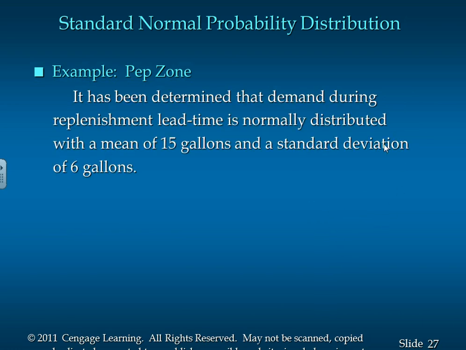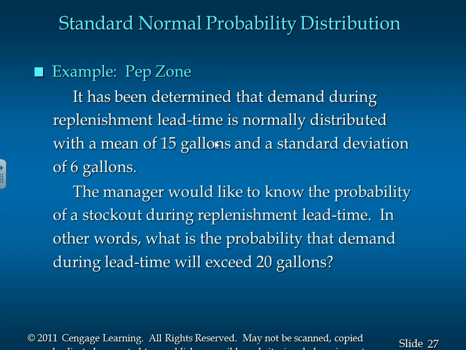Let's determine the demand for replenishment over time, with a mean of 15 gallons and a standard deviation of 6 gallons. The manager would like to know the probability of stock out during replenishment lead time. In other words, what is the probability that the demand will exceed 20? That's what he wants to know.